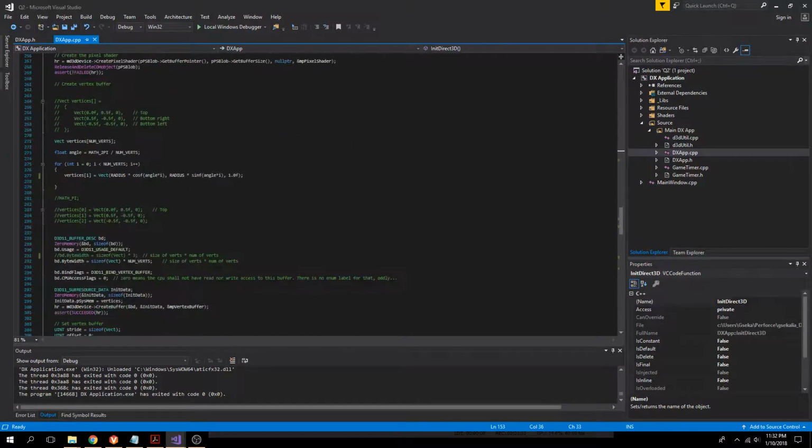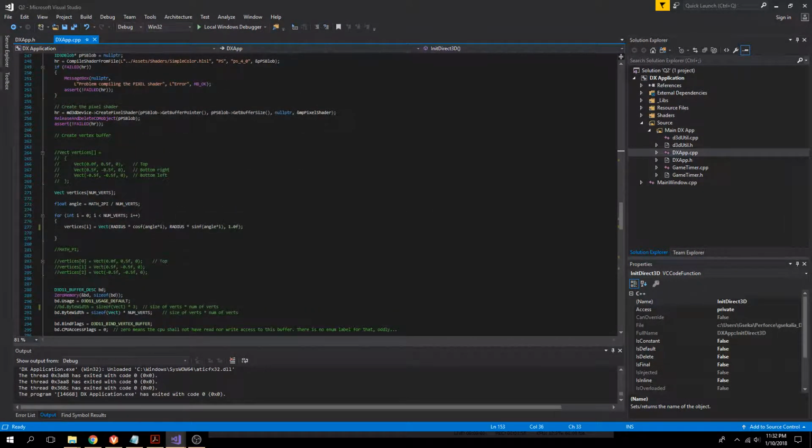So instead of hard coding them in to do this, I had to determine the angle between each of the vertices. I then used that angle and incremented through the number of vertices. So I used the cosine for my x, sine for my y in order to determine their position.